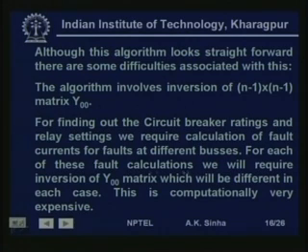For each of these fault calculations, we will require inversion of the Y00 matrix, which will be different in each case. This is computationally very expensive, and this is the main reason why the Y-bus based algorithm for fault analysis is not much preferred. Instead, we prefer the Z-bus based algorithm, and we will see how it works.